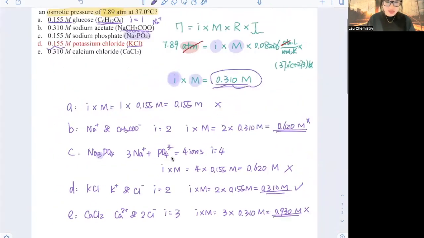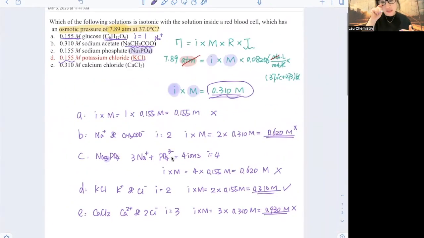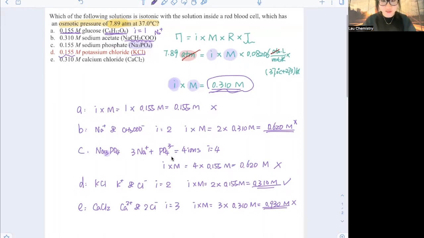So for this question, it requires some calculation and also requires our understanding. If you look into it, yes, it's about osmotic pressure, but it's really about our understanding of the Van't Hoff factor and how that Van't Hoff factor plays a role in colligative properties, in terms of the number of particles actually involved in the solution. Okay, so that's the end of this question, and hopefully this is helpful.